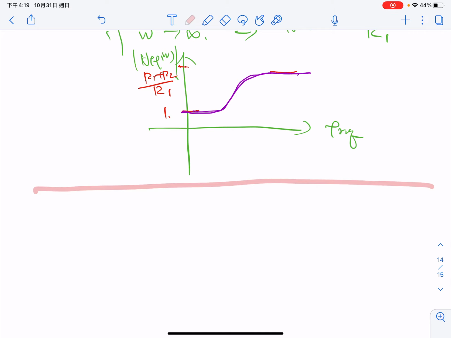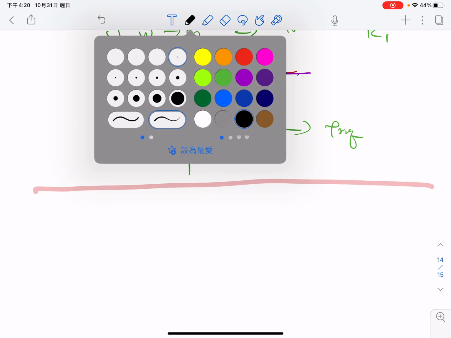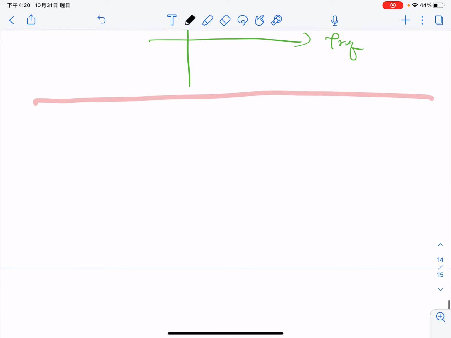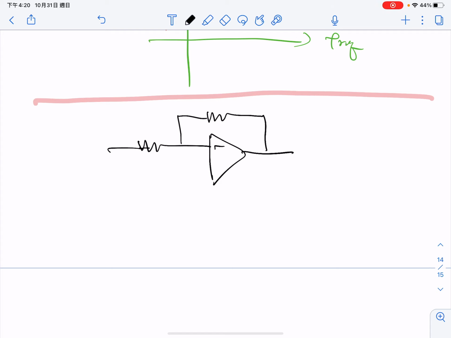For the inverting case, this will be the inverting case. The inverting case is the one here. This is R2, the C, R1, the V in, and this is the V out.